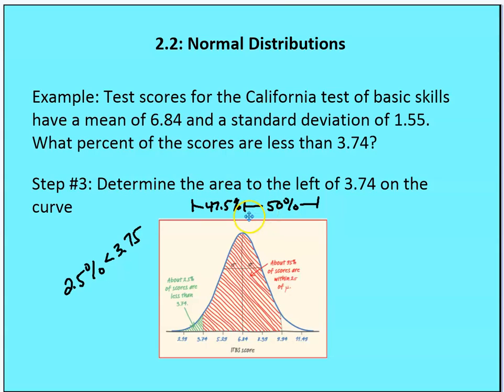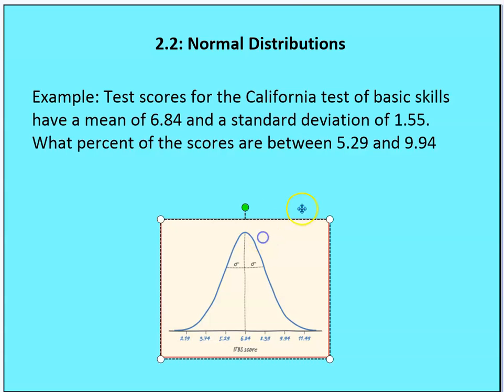So I'm going to take 50%, which is half of the area, plus 47.5%, which is 97.5%, represented by everything greater than 3.74. And now that we want to know what's less than 3.74, we just take 100%, or 1 minus 0.975, and we end up with 2.5% less than 3.74. So we're going to say 2.5% of the scores are less than 3.74. All right, so this brings us to classwork 2.2.1.